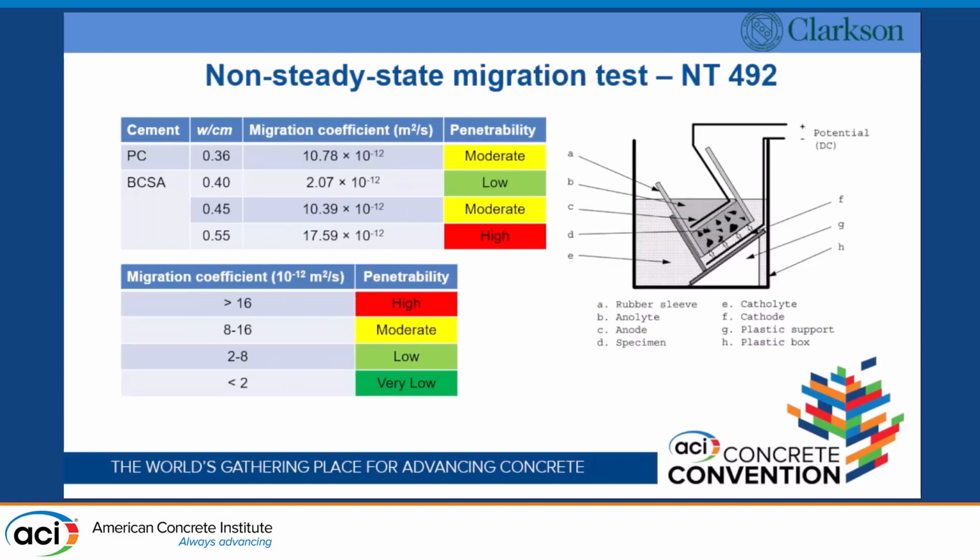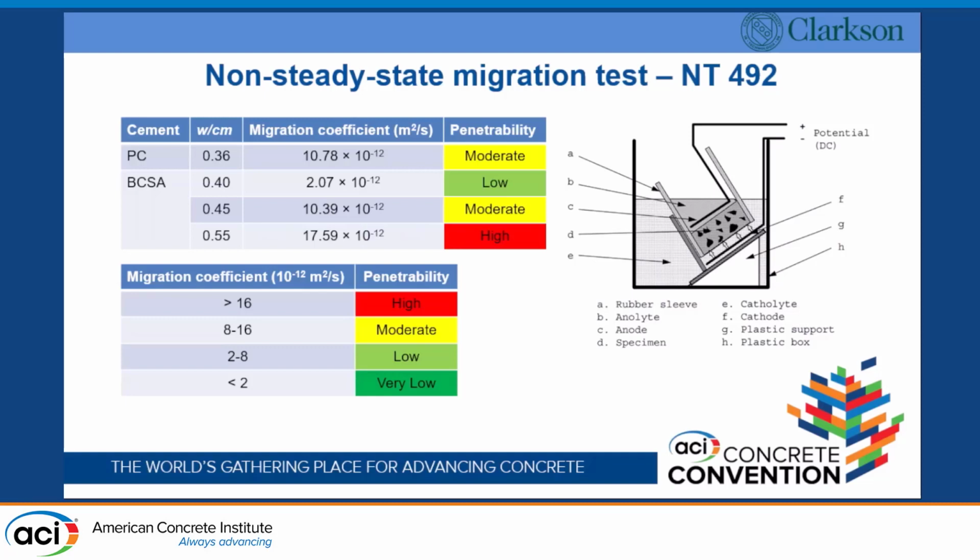So then we go into some of our more heavy-duty methods, right? These are a little more difficult to perform, but they maybe give us a little bit better idea of what's going on, maybe a little more indicative of what's happening from a transport perspective. So we start with the NT492. This is a pretty popular test, more popular, I'd say, in Europe than it is in the US, but, you know, we're catching on over here. We're a little slow on this side of the pond.